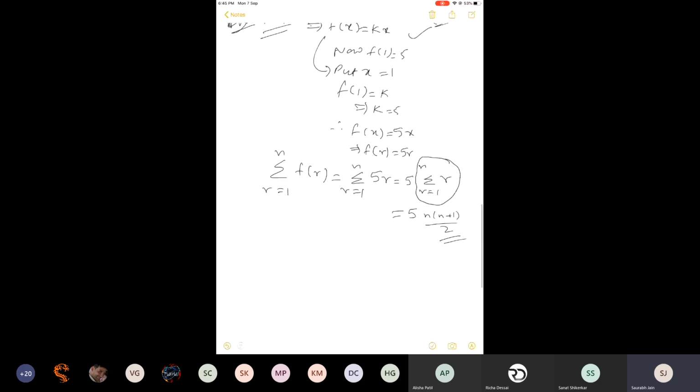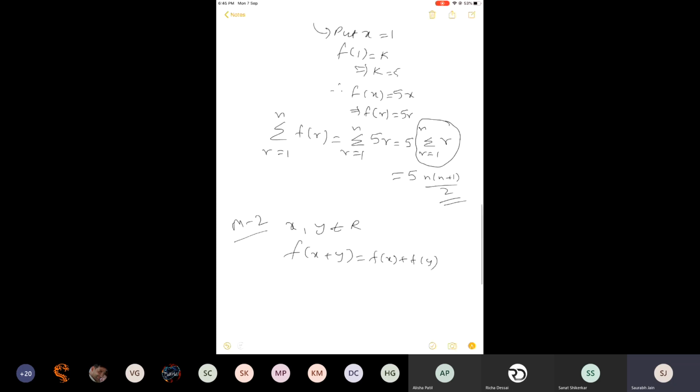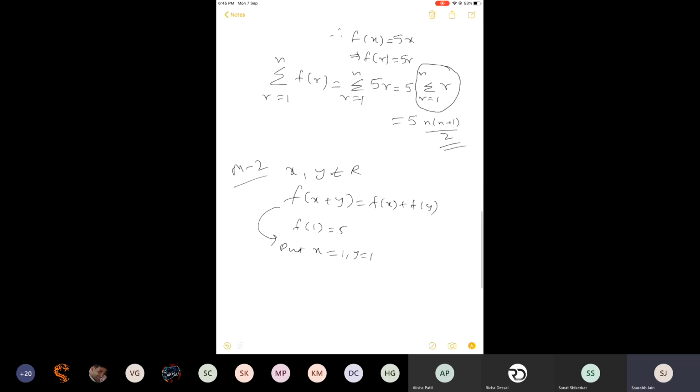So what I will do, with the help of f(1), I will find f(2). For that I will put x 1, y 1. Because I am free to choose any value of x and y. So this will be f(2) equals f(1) plus f(1). So result will be 10. Now once again from here, I will find f(3). For that I will put x 2, y 1, or you can put x 1, y 2. It will give you the same result. f(3) is f(2) plus f(1). So now you will get 15.